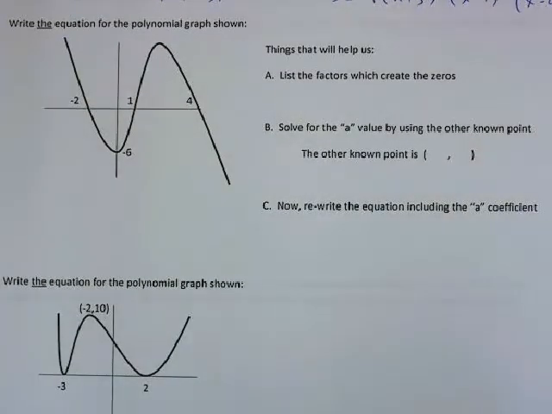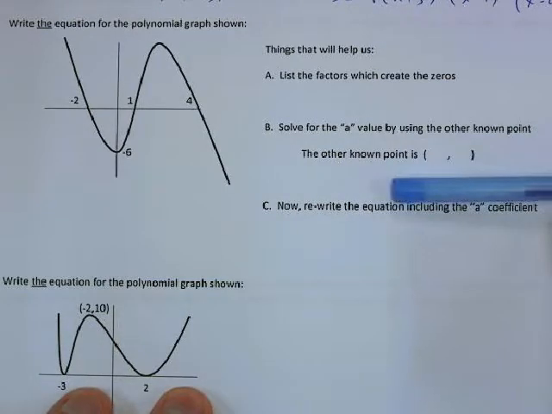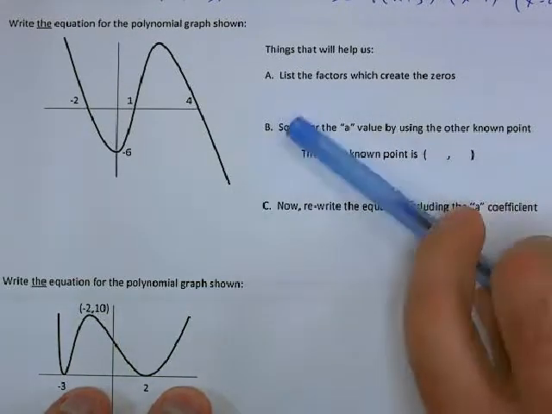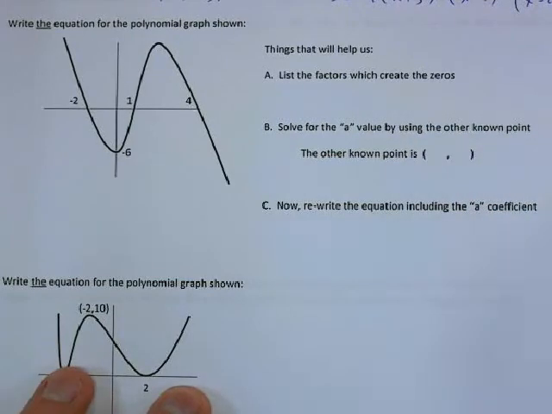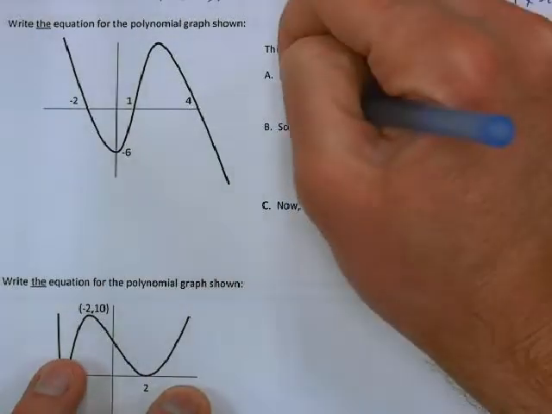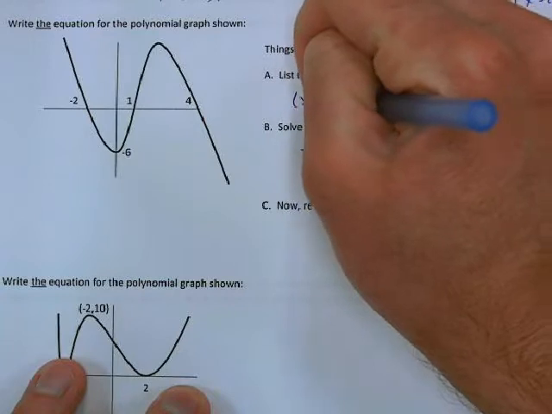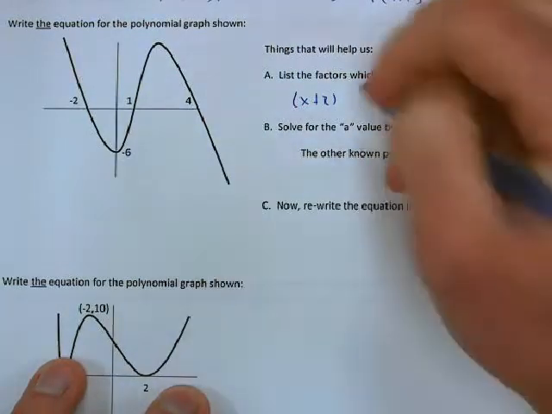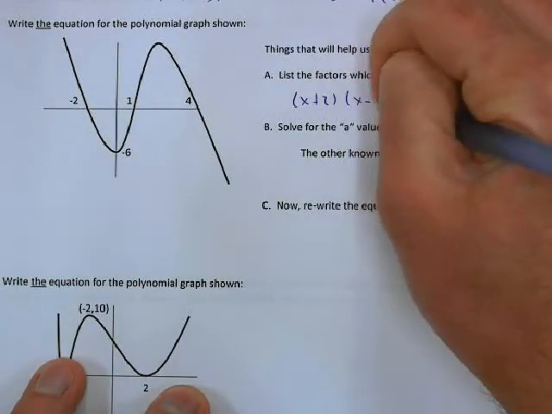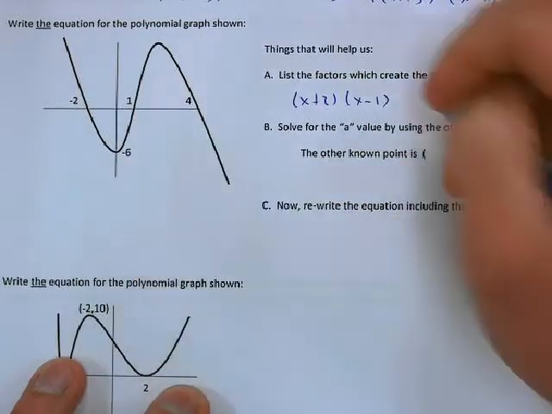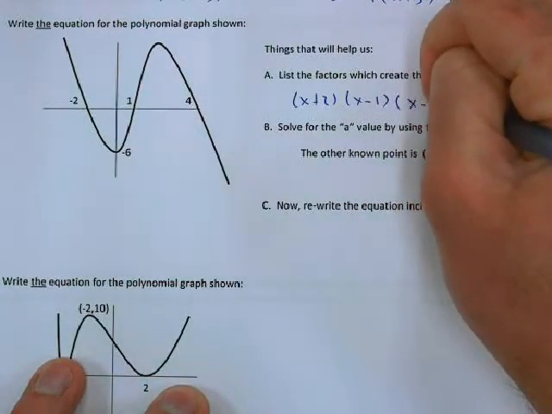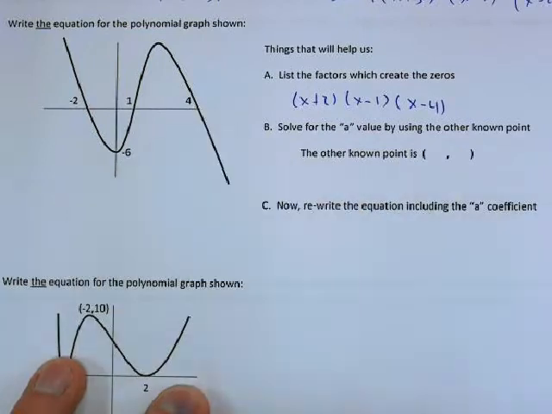Write the equation for the polynomial graph shown. Okay, so first of all, this one kind of walks us through how to do this one. List the factors which create the zeros. Okay, so let's see. I got to have x plus 2 to get an intercept of -2. I got to have x minus 1 to get an intercept at +1, and I got to have x minus 4 to get an intercept at +4.